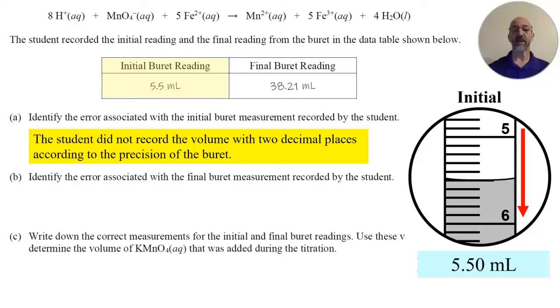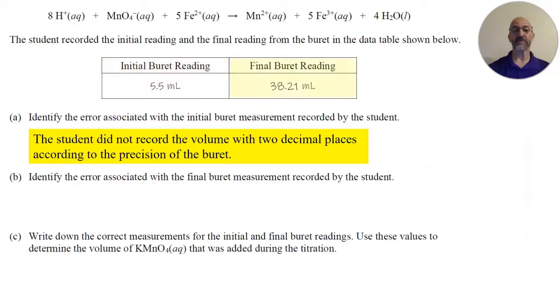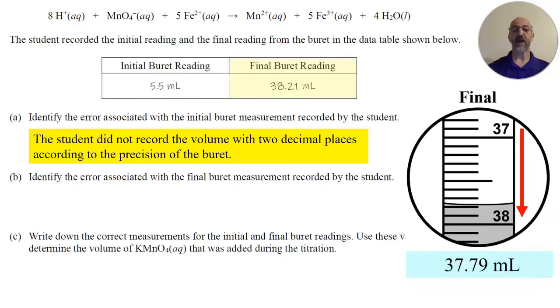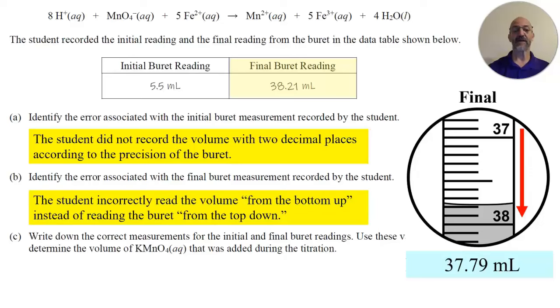Now in part B, we have a different error. So read the burette to 2 decimal places. We've taken care of part A. Let's take a look at part B. I wrote down 37.79 for my volume reading, but the student wrote down 38.21. So another common mistake that can be made by AP Chemistry students is to read the burette incorrectly.